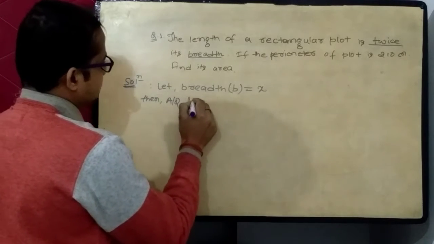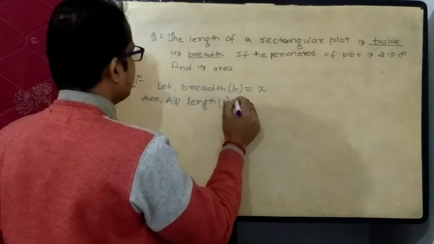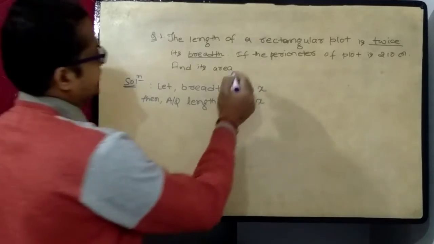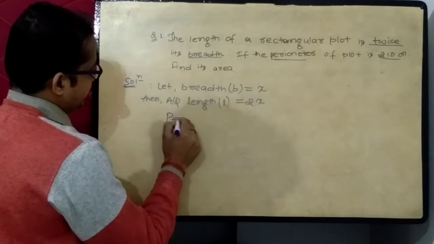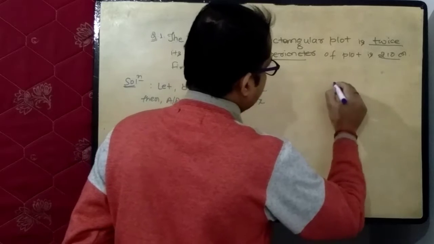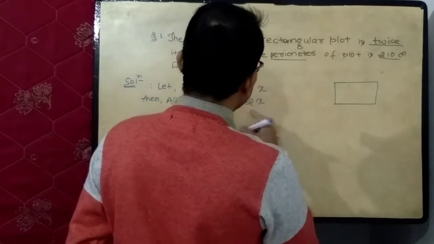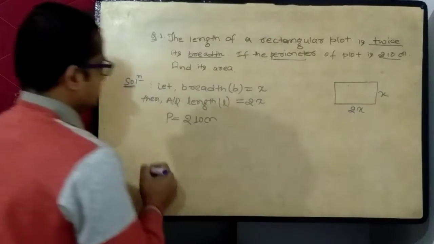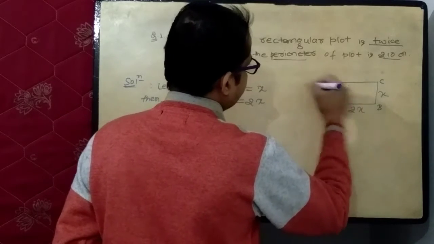According to question, length L equals to what? Twice x. Also it is given that perimeter of plot is 210 meters. So perimeter equals to what? 210 meters. Draw a figure related to question. Length is what? Twice x. Breadth is what? X. So A, B, C, D.